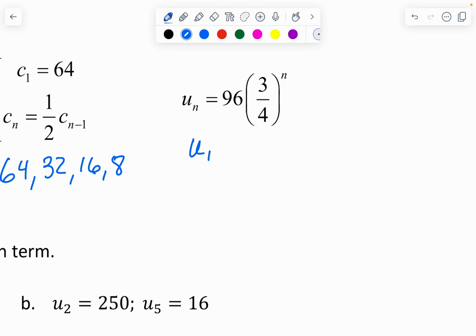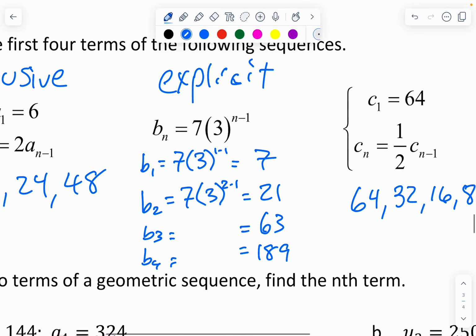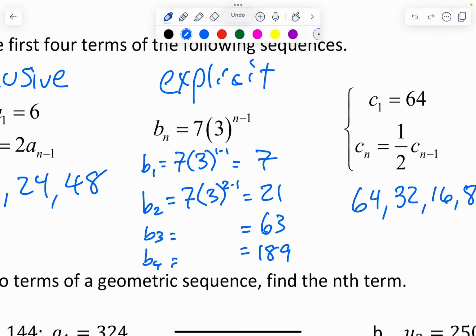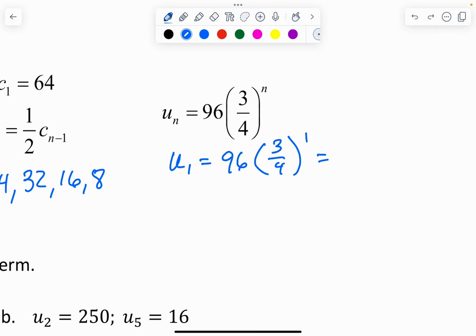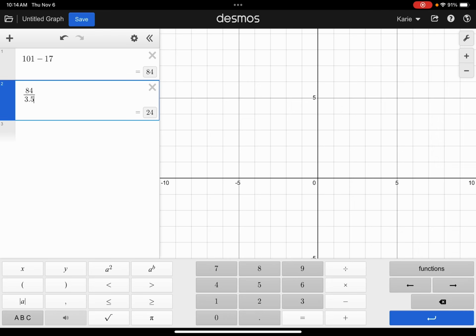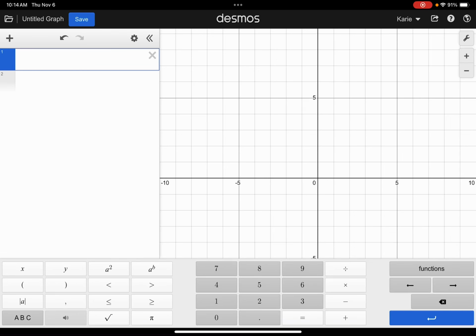Okay, so u sub 1 would be 96 times 3/4 to the first power. So the very first term, over here, our first term was this number, was 7. But that's not true here because we actually have to multiply it by 3/4. So what I might do is come in and say, what was it, 96 times, let's do 3/4. Come over and do a parentheses and raise this to the x power.